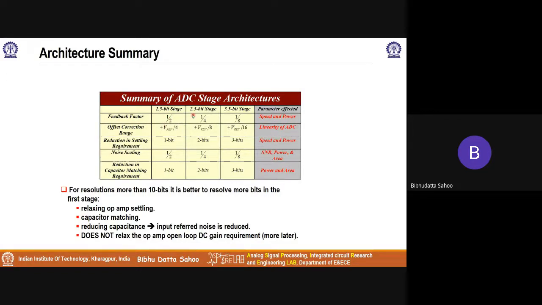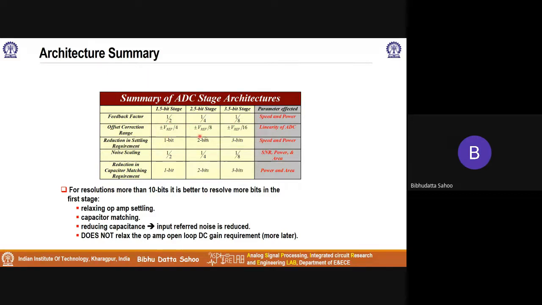You can see that as I resolve more and more bits in the first stage, my feedback factor reduces. If feedback factor reduces, my speed reduces. If my speed reduces, to achieve a certain speed, I have to burn more power. So therefore, the feedback factor affects 2 parameters, speed and power.